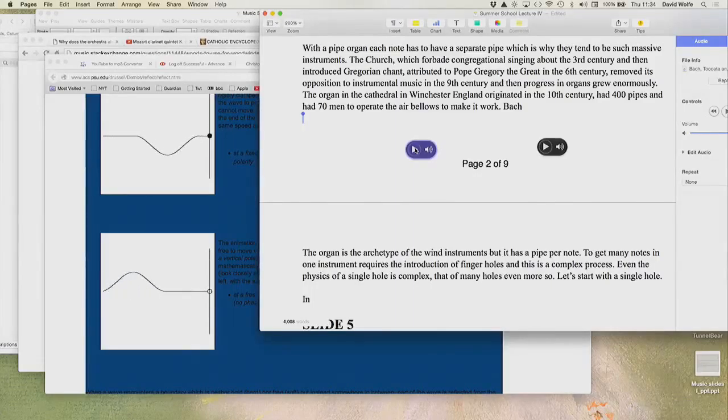But one of the things about this, as you would know if you ever struggled with one of these things, is if you blow too hard, it goes up an octave. That is, you get the first harmonic rather than the fundamental frequency, and we'll see that that's important.